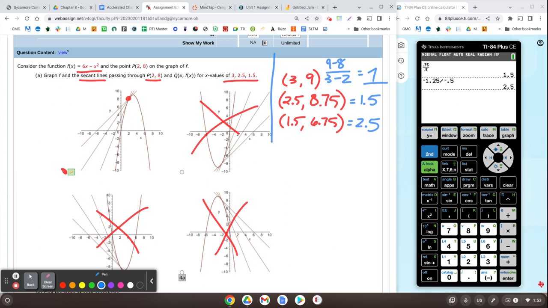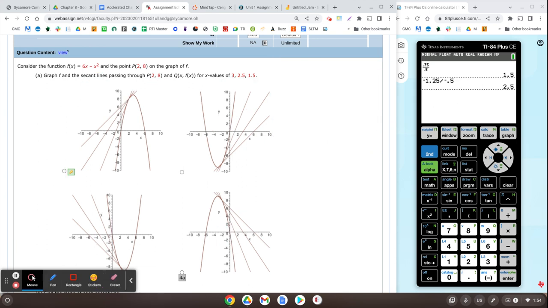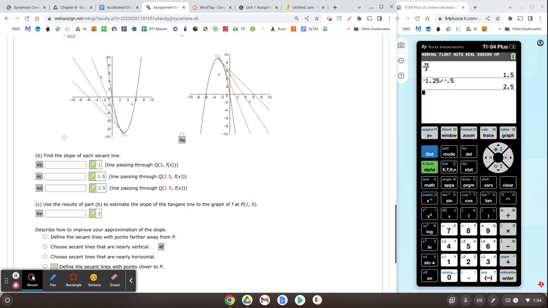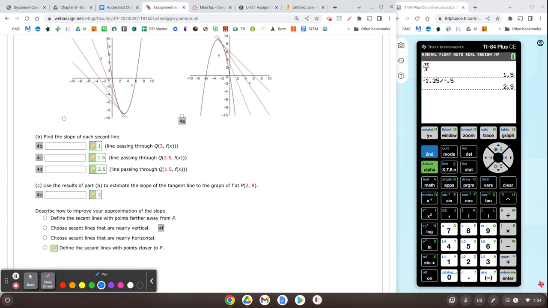I need you guys to remember this because when I scroll down, this is going to get deleted. But remember the slope between this point and this point was 1.25 and 1.5 and 2.5. Notice, that's how we got those, okay?